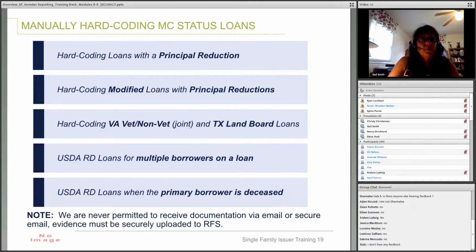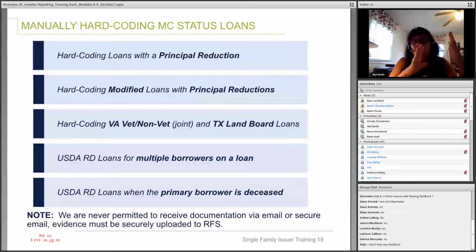For loans, we do have a manual process where we know your loans are just never going to match, and they will be on your download. They'll be in your exceptions until we work with you to manually hard code the loans. Loans that qualify for manual hard coding are loans with principal reductions, modified loans with principal reductions, VA vet, non-vet joint loans, Texas Land Board loans, USDA loans with multiple borrowers, and USDA loans when the primary borrower is deceased.